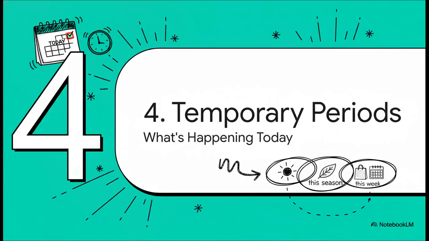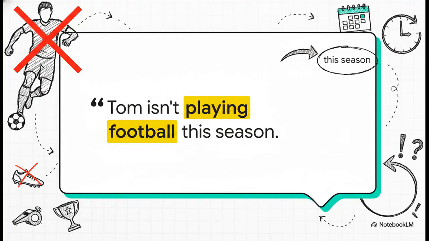All right, next up, we also use the present continuous to talk about things that are temporary. This is super handy when we use time words like today, this week, or maybe this season. Let's take Tom here. Maybe he's usually a football player, but he isn't playing this season. We're pointing out a temporary change from his usual routine. The present continuous is absolutely perfect for that.